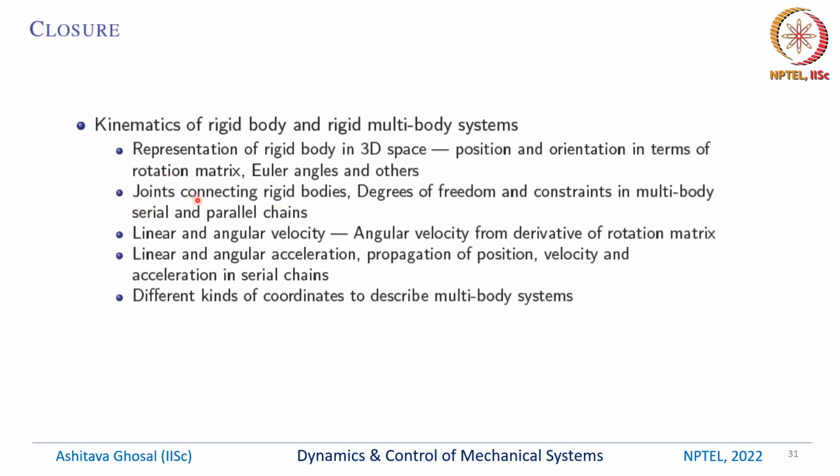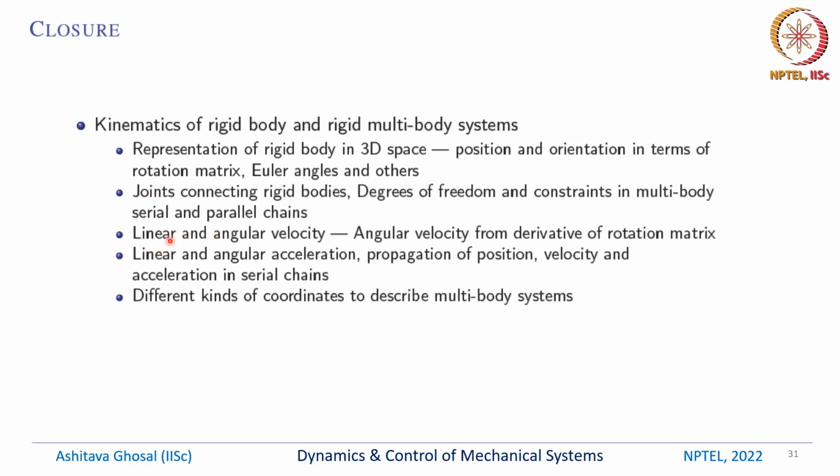The second important concept in kinematics was that of joints connecting rigid bodies, and this notion of degrees of freedom and constraints in multi-body serial and parallel chains. If you have several rigid bodies connected by joints, you could find what is called the degree of freedom of the system, and degree of freedom was intimately related to the number of independent actuators which you can use.